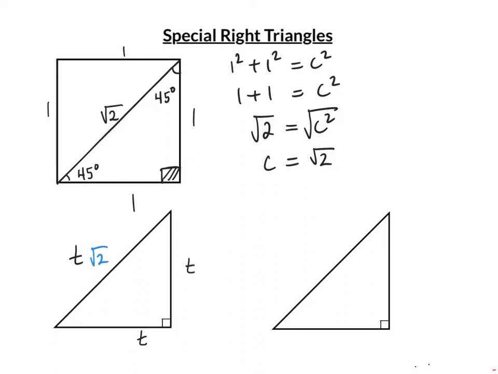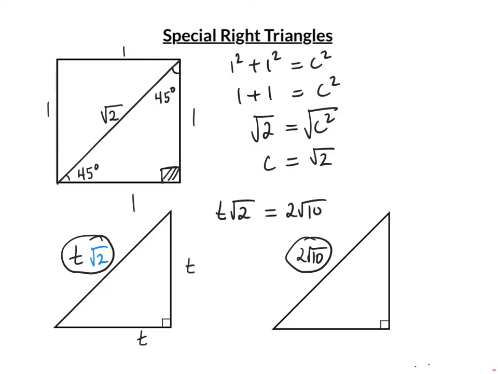If the hypotenuse in our other triangle was, say, 2 root 10, all we need to do is take these two sides and make an equation. We know they correspond. We need to find the multiplier, what t would be, that when I multiply it by root 2, it becomes 2 root 10. We can solve this. We can divide both sides by root 2, and t will equal 2 root 10 over root 2.